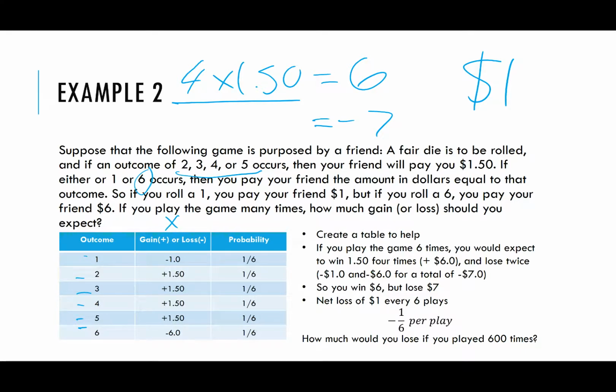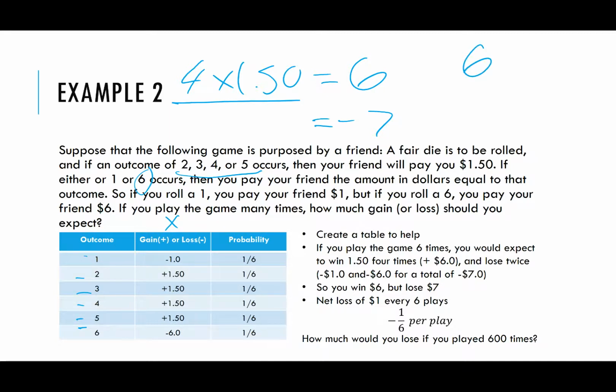Which means you'd lose whatever 1 divided by 6 is. What amount of change is that? Like 15, 18 kind of. 1 divided by 6, about 17 cents per play. 1/6 of $1 per play. You're losing money every time you play the game, in theory. Your average is a loss. You're losing 17 cents per play, but you're really losing $1 every 6 times you play.